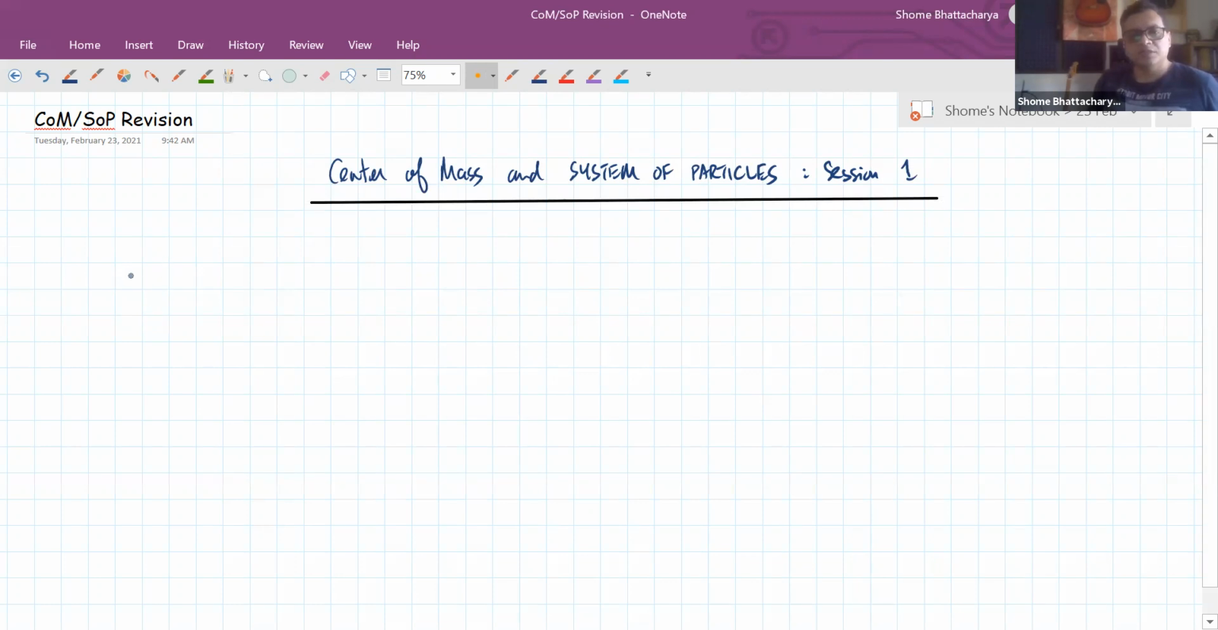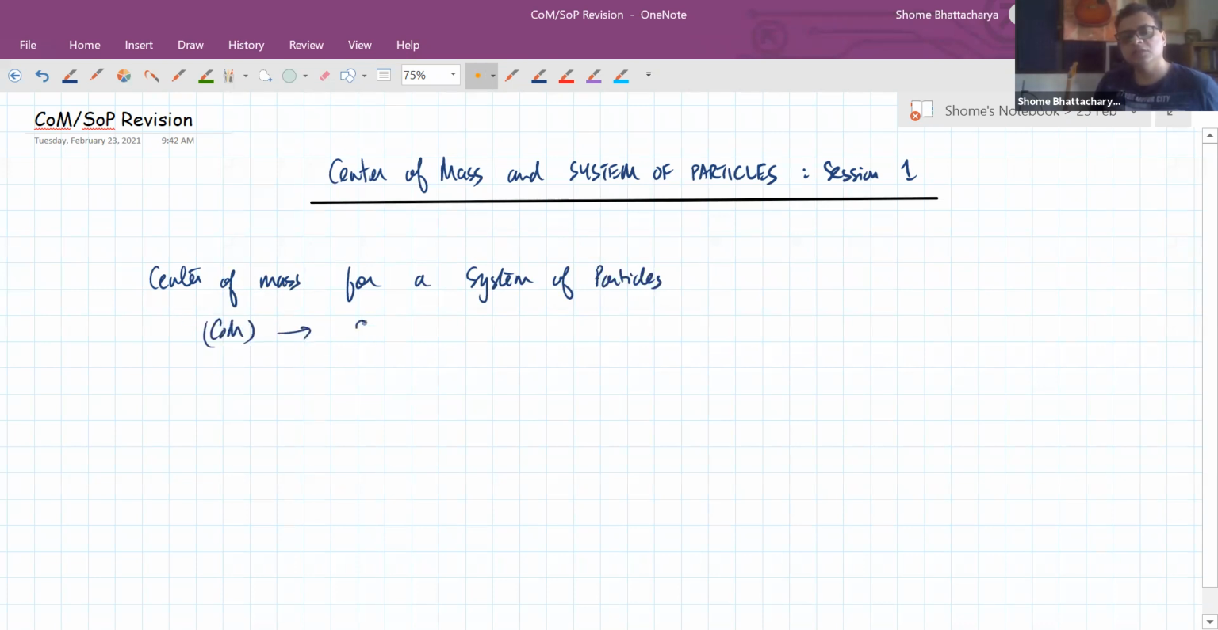So the first aspect we understand in this is about center of mass for a system of particles. As we know, the center of mass, or what we call COM, is the symmetry point about which the mass of our system is symmetrically distributed.